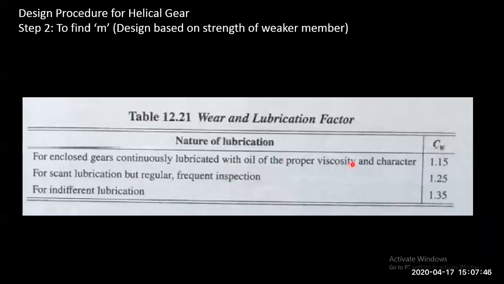We are getting Cw here, so we'll take it from here itself. Cw: enclosed, continuously lubricated with oil of proper viscosity and characteristics, scant lubrication, and so on. This data is not given in the question. You are free to choose your own value here, but you need to read the question carefully before choosing the particular value. Since it is not given, we are assuming. Let me assume the first one, 1.15 for the wear factor.